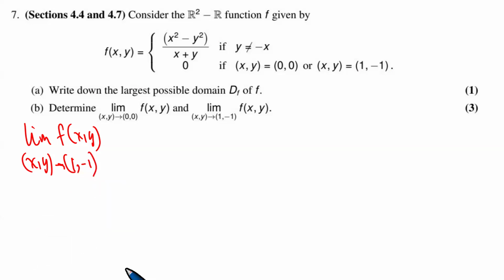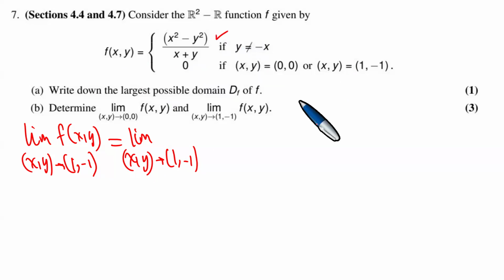X and y approach 1 and minus 1. So you therefore have that, which is 1 minus 1. And this f function, okay, also for 1 and minus 1, we can't use the bottom part where the function is 0. We're going to use the top part because the limit is when we're approaching the points, but we're not actually at the points. So we're going to use the top part of the piecewise function.